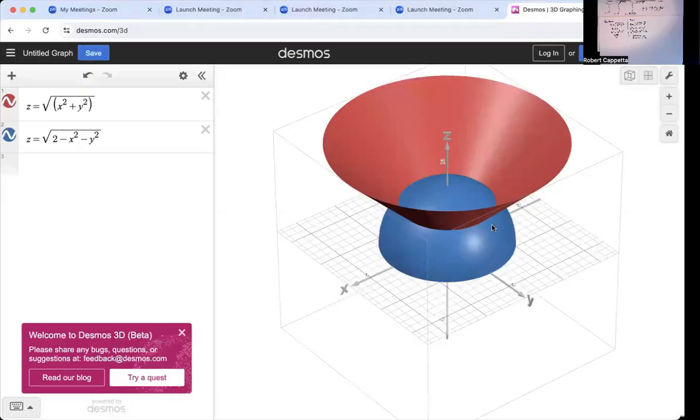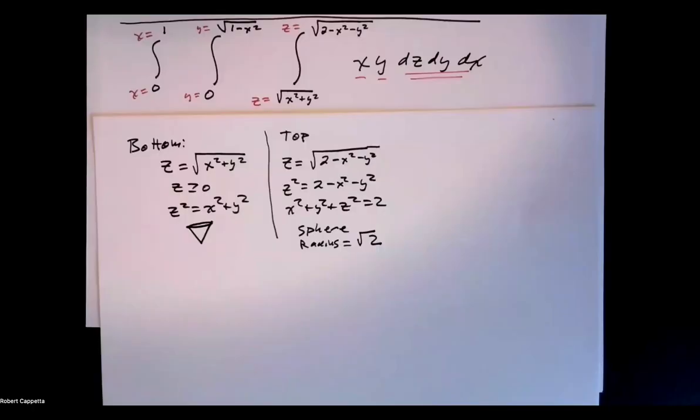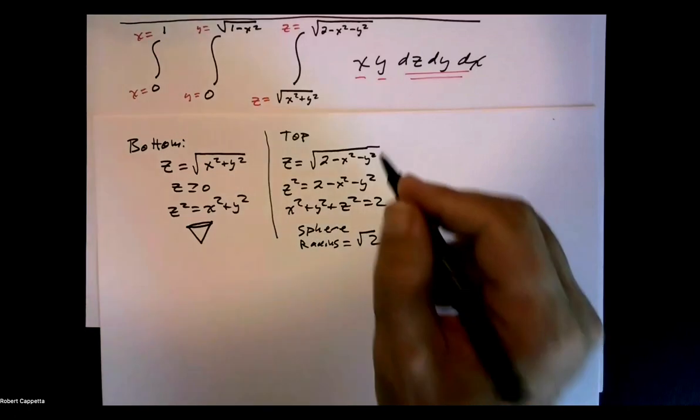So there is our sphere with radius root 2, and there's our cone, and they intersect somewhere. Probably helpful to determine that, so let's take a quick look. So curious for the intersection of these two.